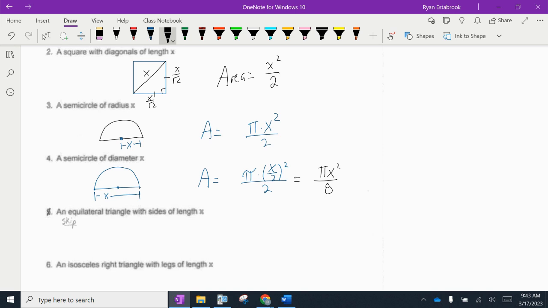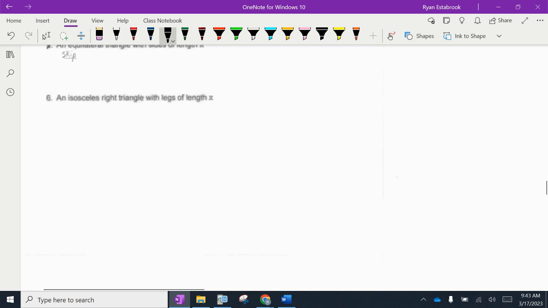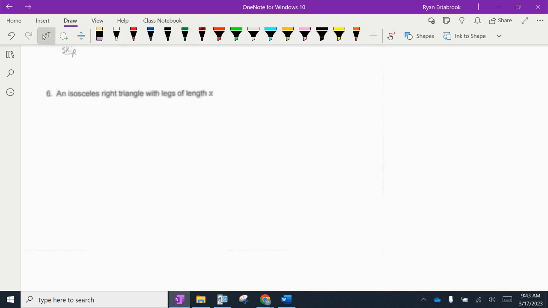Number 5, I'm saying skip the equilateral triangle with sides of x. Number 6, though, if you have an isosceles right triangle, also known as a 45, 45, 90, the legs are length x, then what is the area? 1/2 base times height. 1/2 x times x, so x squared over 2.